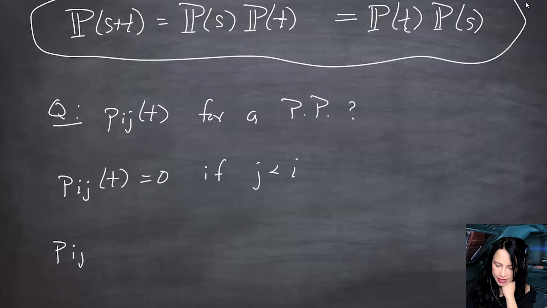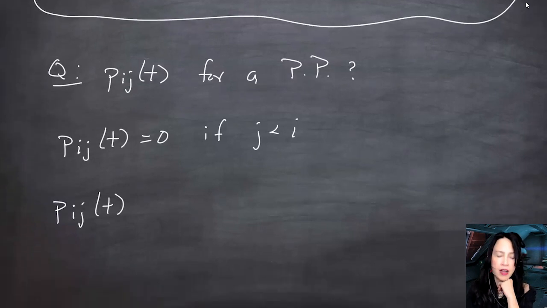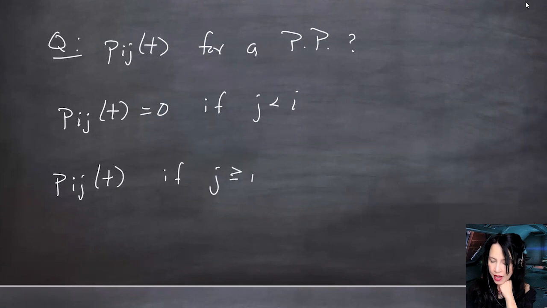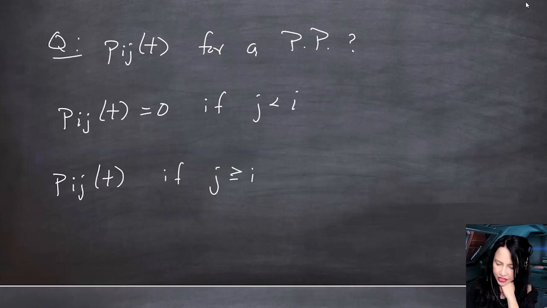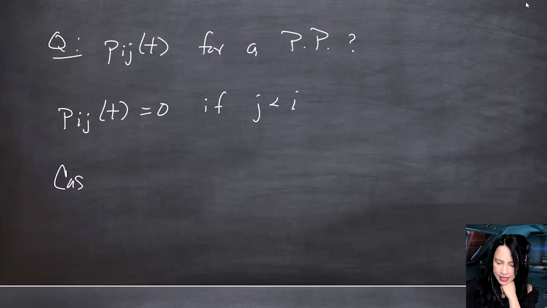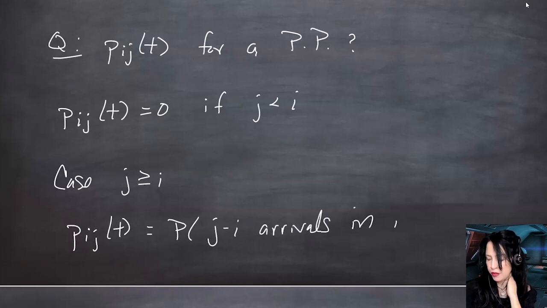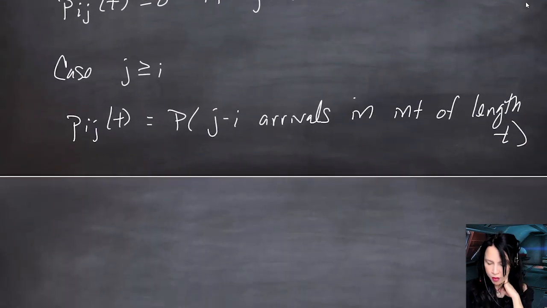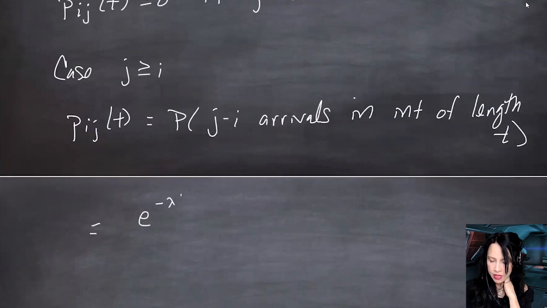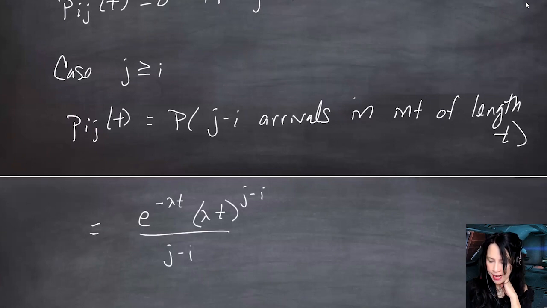And the probability of going from i to j in t units of time, if j is greater than or equal to i, this is not a good way to say this. Okay, so in the case that j is greater than or equal to i, P_ij(t) is the probability of exactly j minus i arrivals in any interval of length t. And that's a Poisson number of arrivals. So we get e to the minus lambda t, times lambda t to the j minus i, over j minus i factorial.